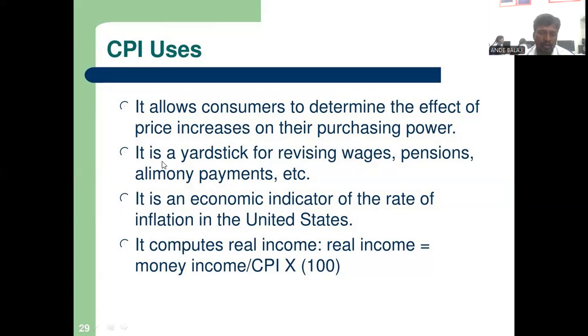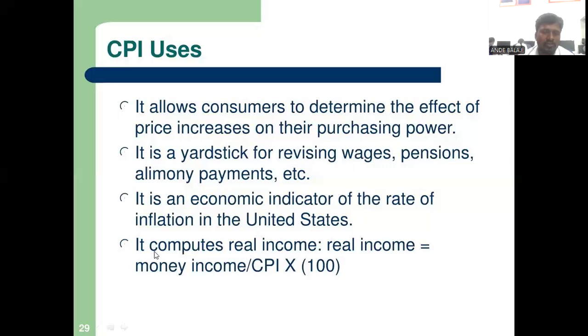One more important use of the consumer price index number is revising wages, pensions, and payment systems. If you want to revise salaries, wages, pensions, and payment systems related to a particular year, we need to use the consumer price index number. The third use is as an economic indicator of the rate of inflation of a country. Not only the United States or India, but most countries use the consumer price index number as an economic indicator of how the economy and its values are changing.